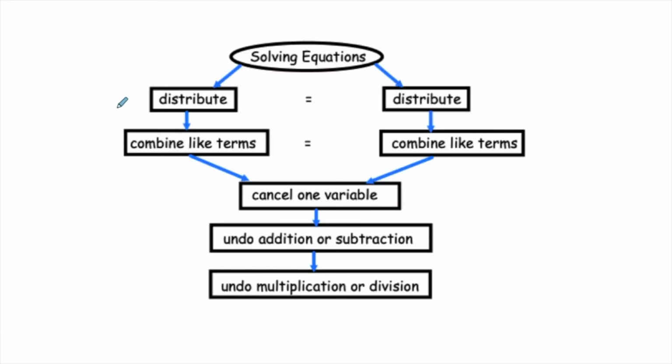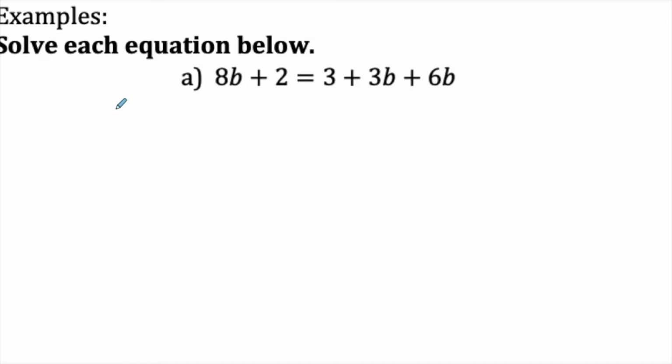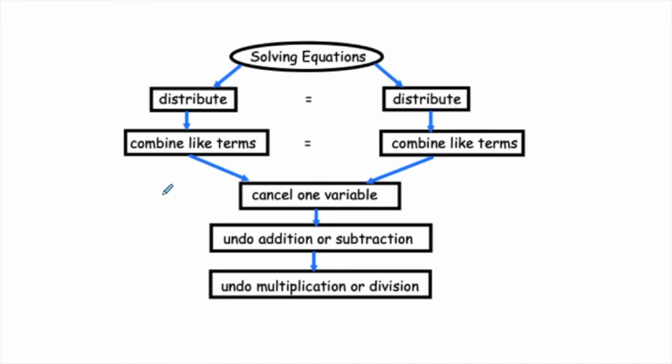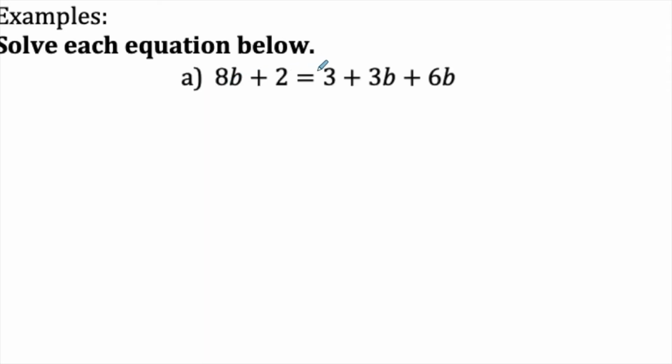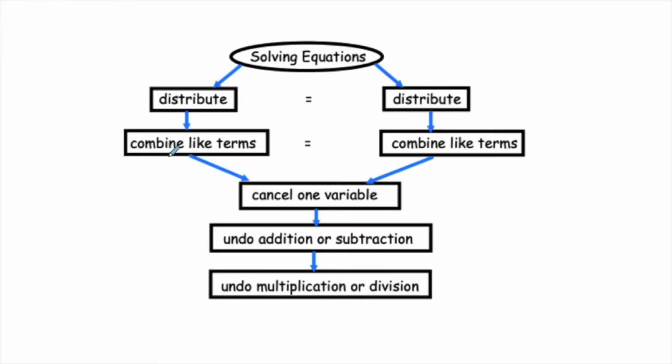Here we go, same graphic you've been seeing on the past couple days of notes. Let's get into some examples. So our first step, let's come back to this actually. First step, distribute. If you see parentheses, you distribute. Well, I don't see any parentheses here, so I'm going to move on to my next step, which says combine like terms on the left side and combine like terms on the right side.